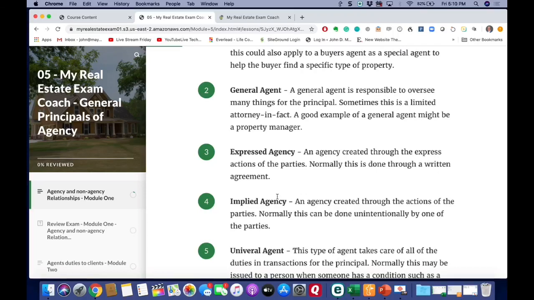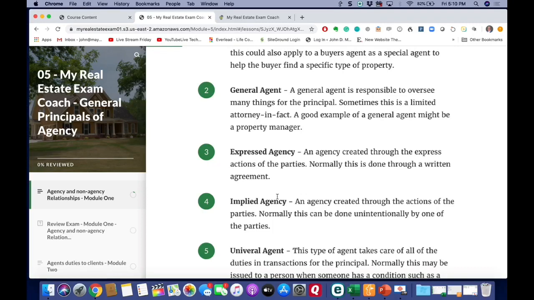Now on the real estate exam, they might ask that question, what type of an agent is a property manager? They may also go a little deeper than that, but you would know now that real estate broker in a basic listing agreement or buyer's agency agreement would be a special agent. General agent would be a good example of a limited power of attorney or a property manager.